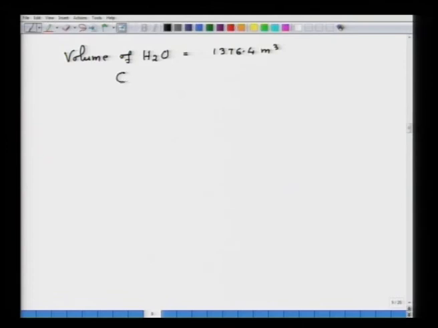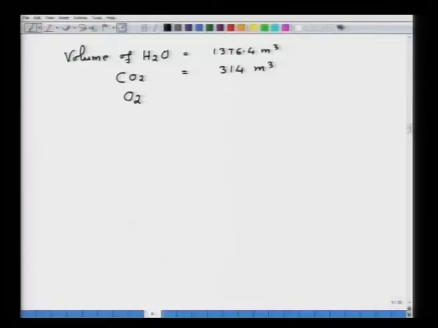Similarly, we have CO2 in the flue gas, that will be 314 meter cube. Then since we are using 20% excess oxygen, there will also be excess oxygen. So, excess oxygen in the flue gas will be equal to 98.6 meter cube, and nitrogen in the flue gas will be equal to 2225 meter cube.